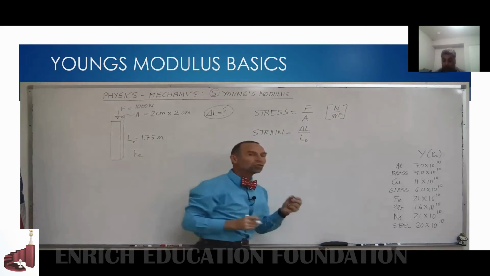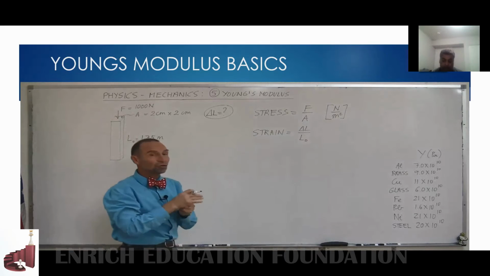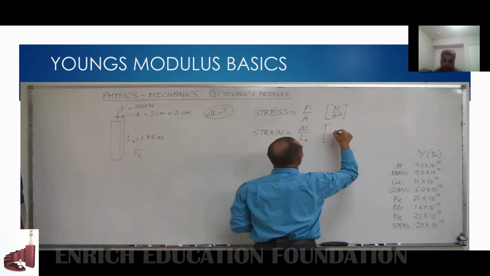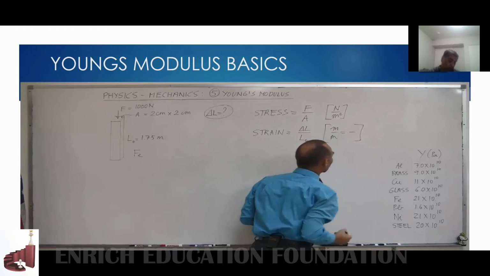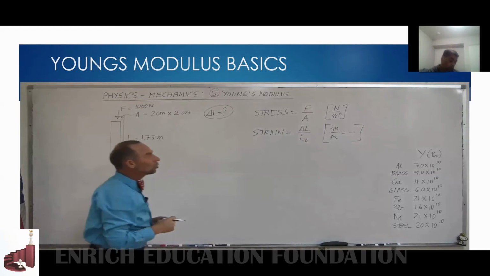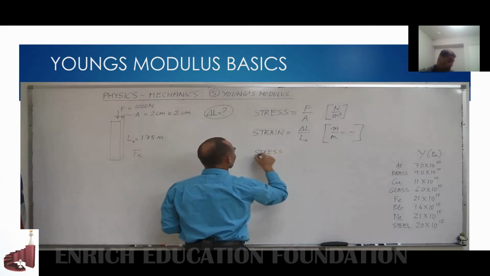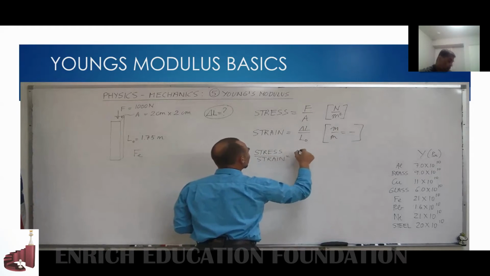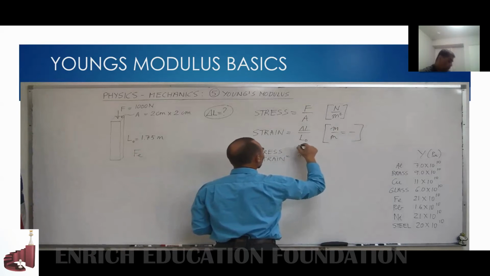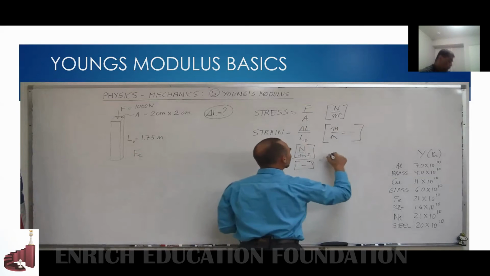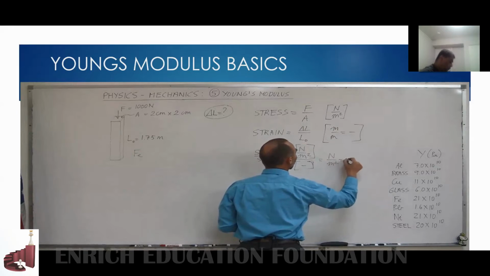And notice that both the change in length and length have as units meters. Meters divided by meters, the units cancel, so there are no units. So the strain is a unitless concept. Now, if we take the ratio of those two, stress divided by strain, notice that would be newtons per square meter, or pascals, divided by no units. And so we know that the ratio of that in units is simply newtons per square meter, or pascals.